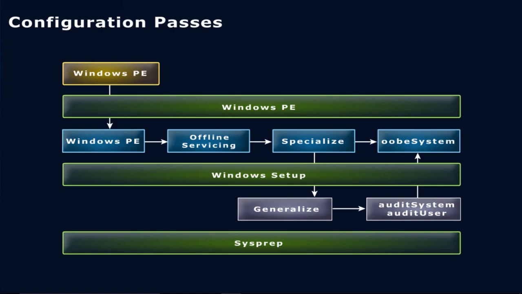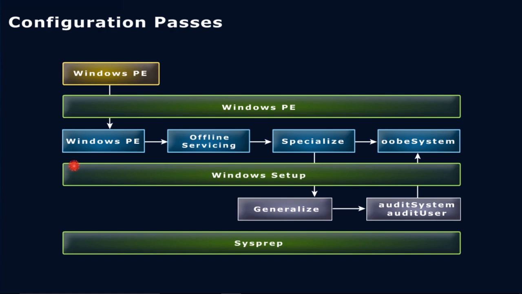So Windows PE, for instance, its job is to read its own portion or configuration pass. So any instructions that you want Windows PE to read, you're going to put them in that part of the answer file. Windows Setup can actually read Windows PE, but it can also parse and read information in offline servicing, the specialized pass, and then the OOBE configuration pass. And these are several phases that occur during a basic installation.